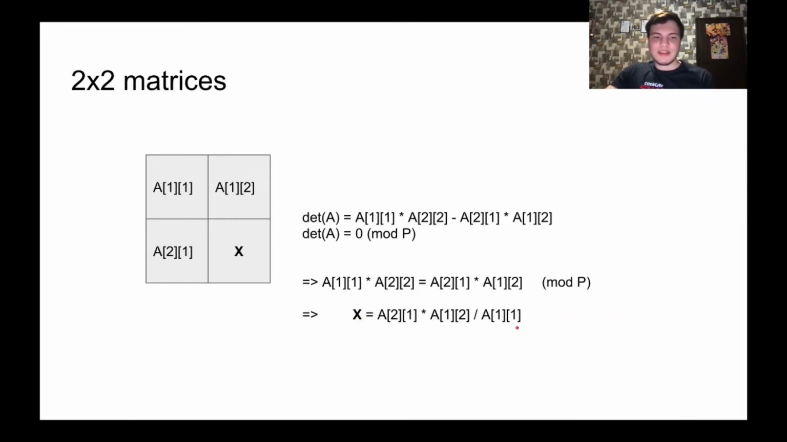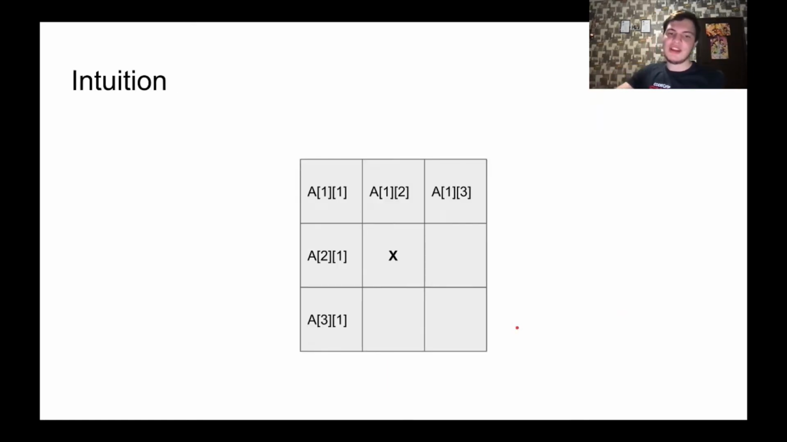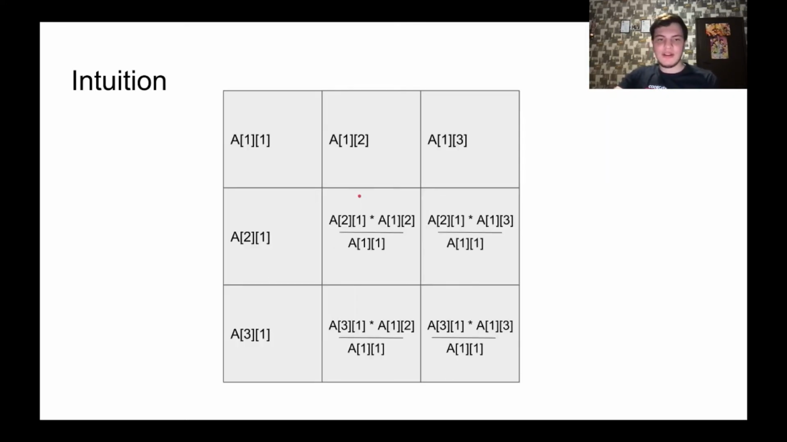All right, so let's actually consider a larger case. So we have x here, and we already know that x is equal to the product of those two. So it's the product of a21 multiplied by a12 over a11. So let's just write it here. So it's this thing.